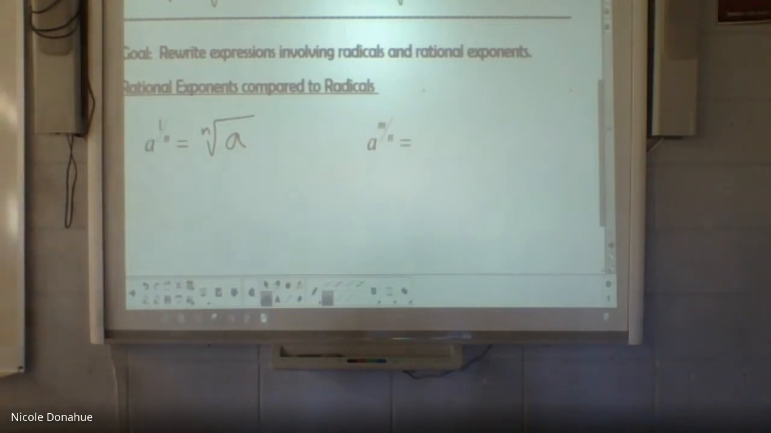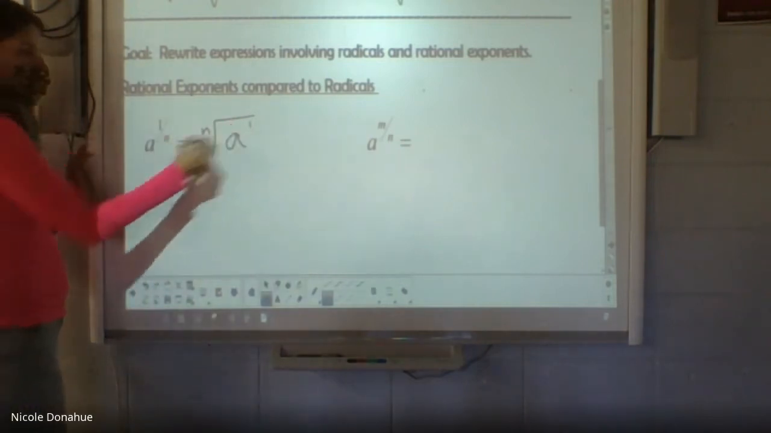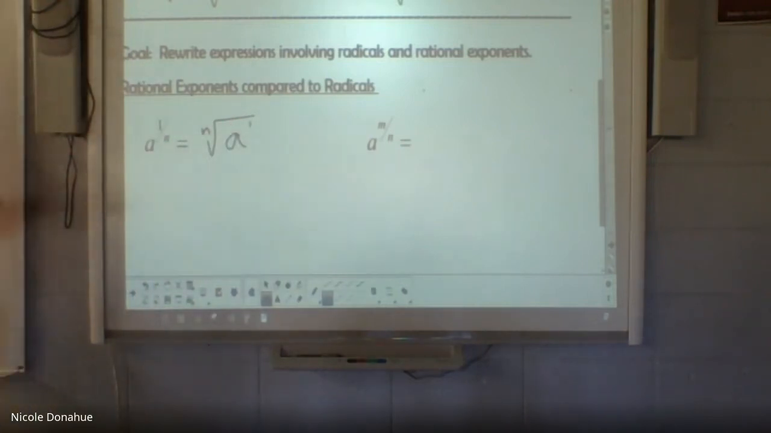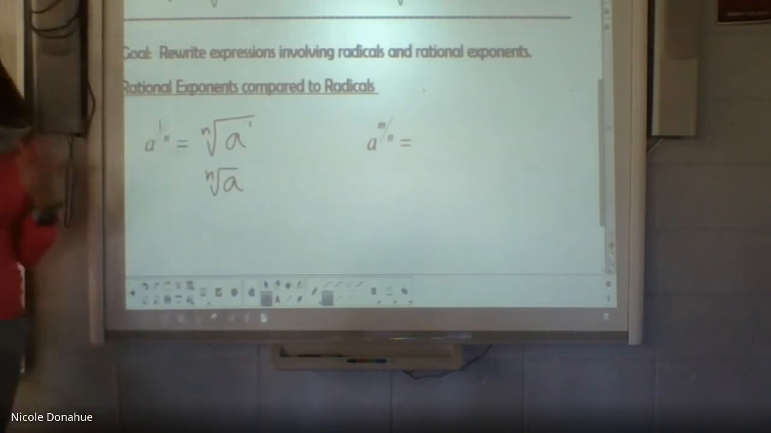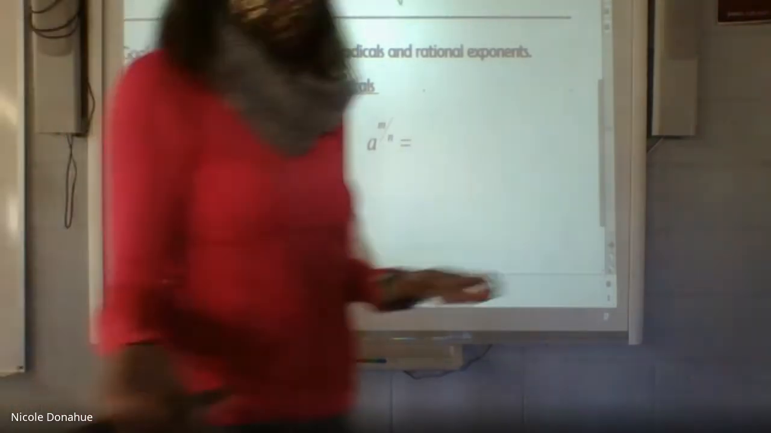It's really like a to the first power. And the first power we just don't really even write, so we don't really need it. So you can just write this as the nth root of a. The 1 is not necessary because the first power really doesn't do anything.